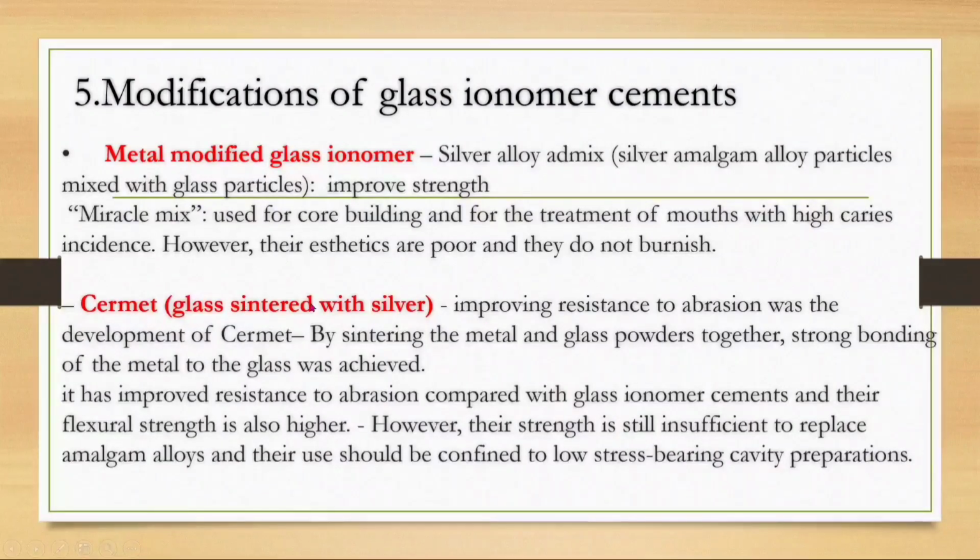Whereas Cermet is glass sintered with silver, improving resistance to abrasion. It was developed by sintering the metal and glass powder together, which gives strong bonding of the metal to the glass. Okay, and it has improved resistance to abrasion compared with GIC, and their flexural strength is also higher, but the strength is still insufficient to replace amalgam alloys, and their use should be confined to low stress bearing area cavity preparation.